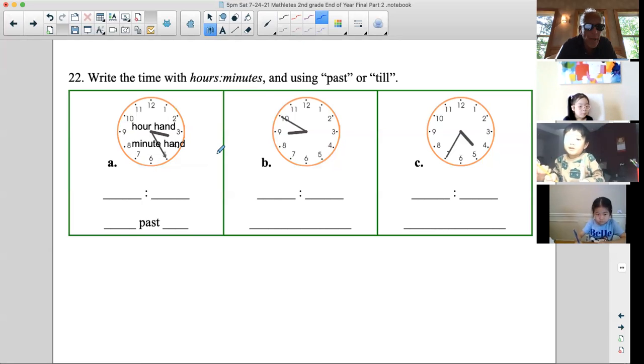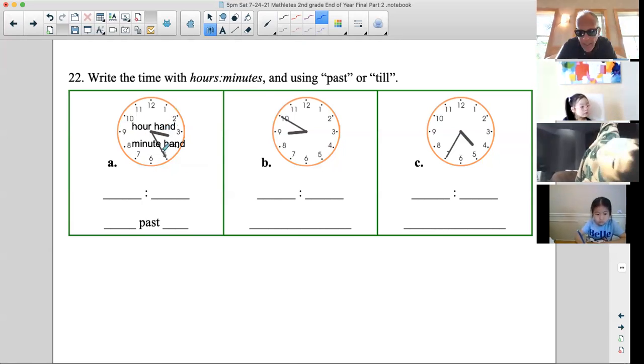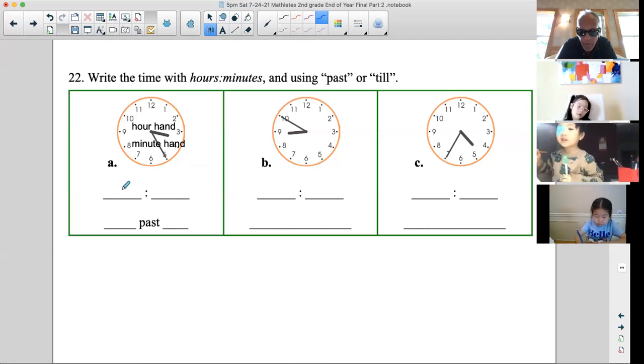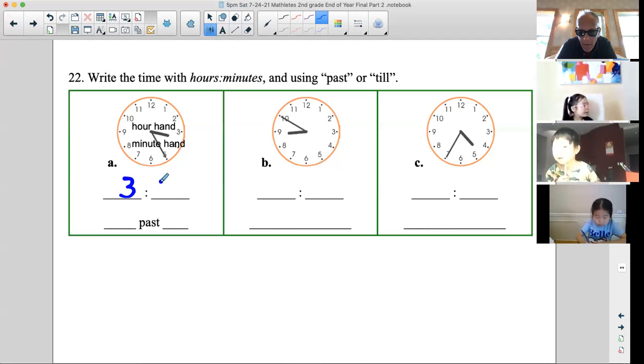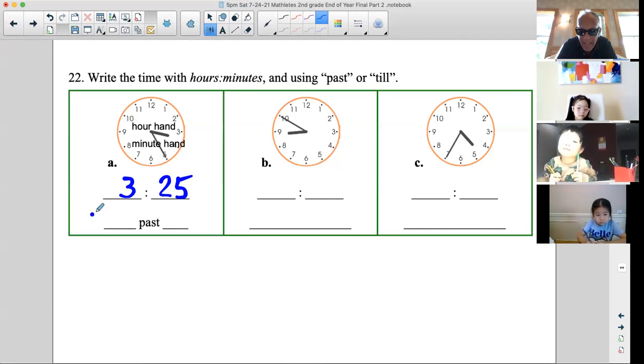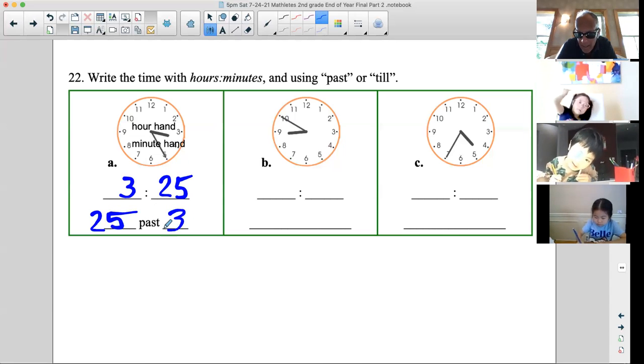Okay, everybody, what time does the A clock represent? Come on, give me the hour on 3. 1, 2, 3, go. 3. How many minutes after? 25. Whoa. Now, everybody, this means 25 minutes past 3 o'clock.